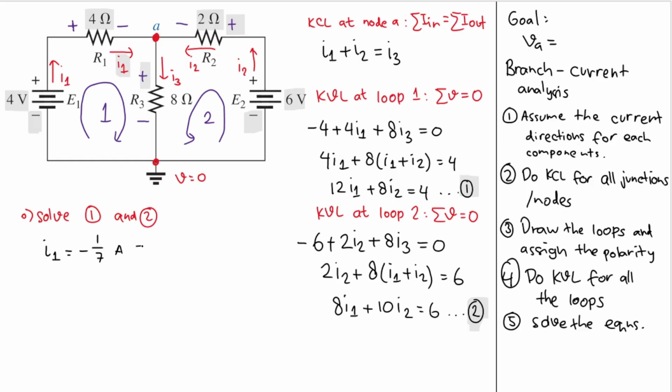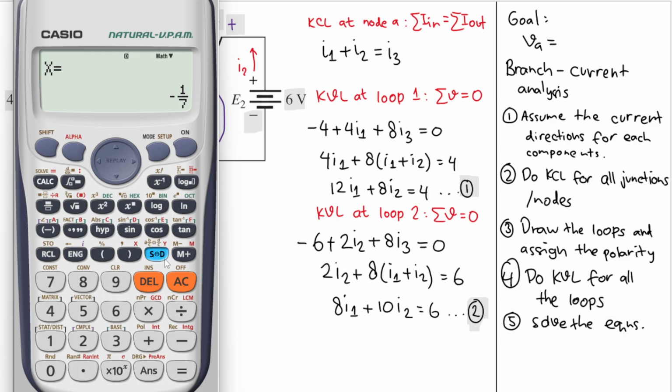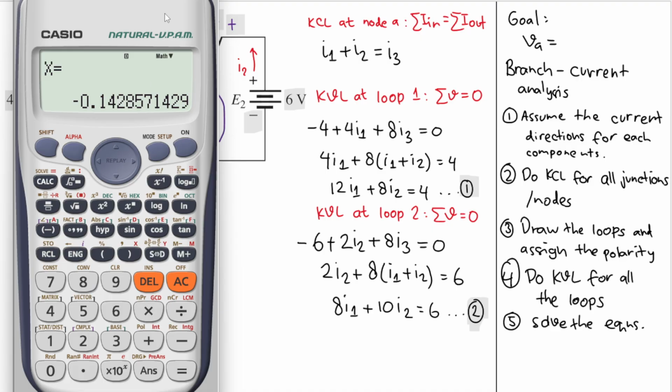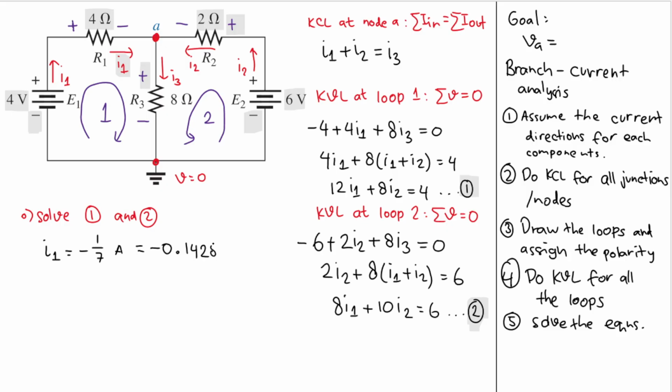Or maybe let's write that in decimal here. So we will have minus 0.143. I think I will need more digits here: 286 ampere. Or I can rewrite this as minus 142.86 milliampere.